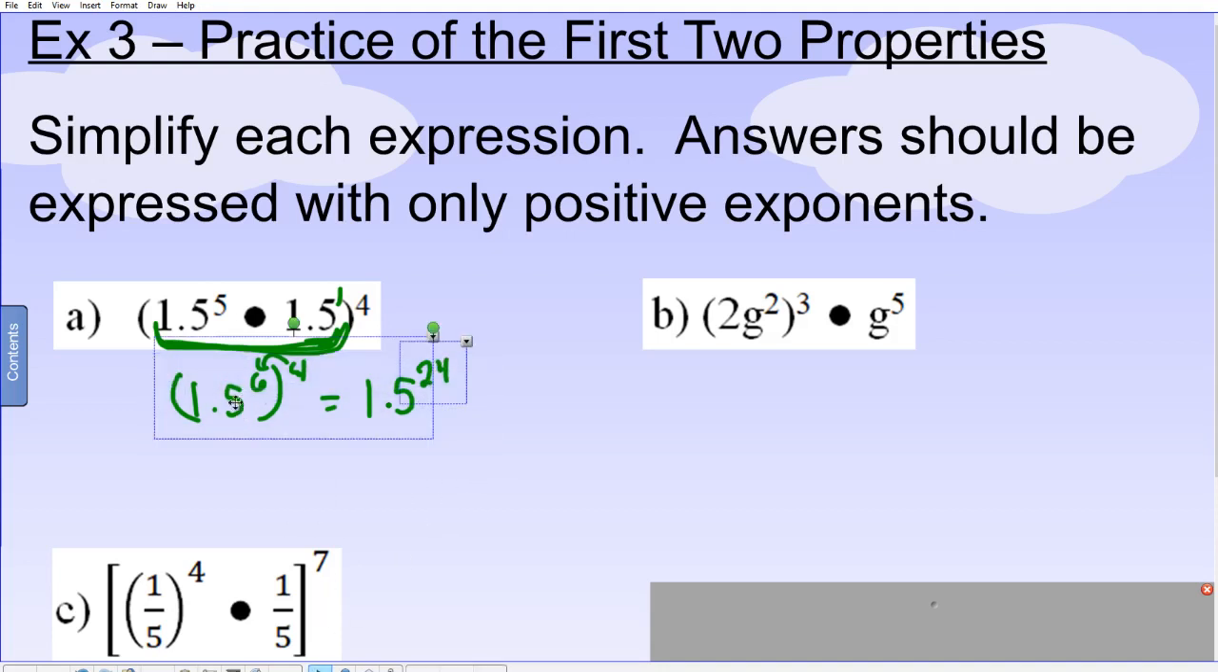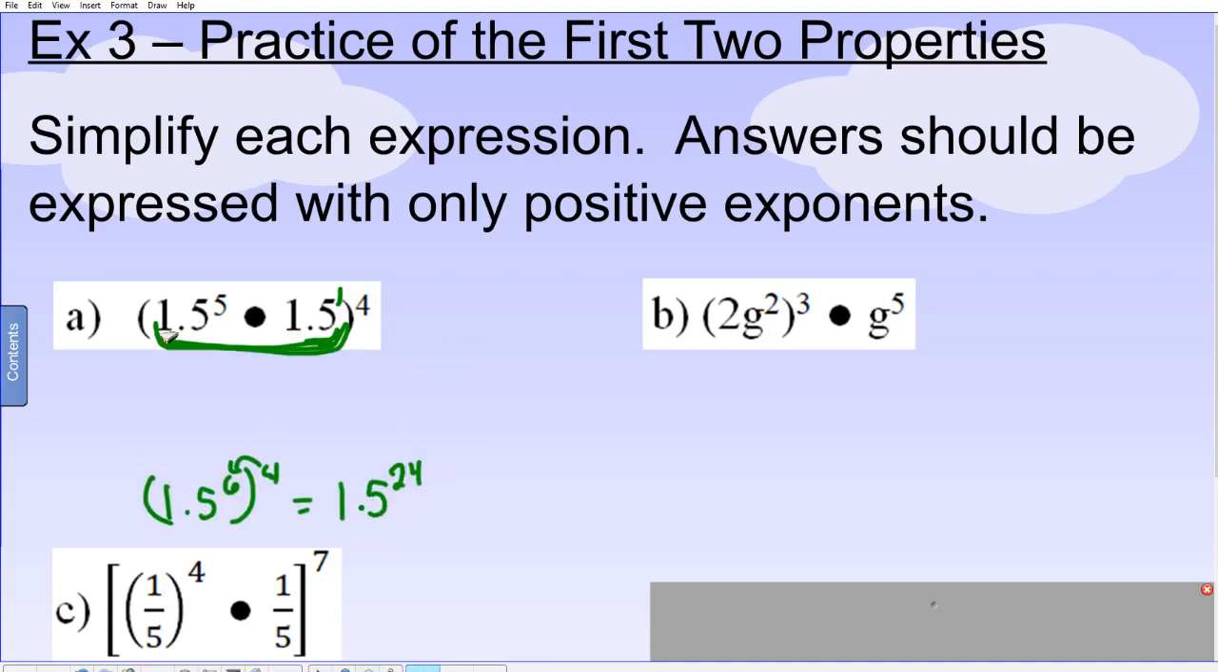The other way you could do this is you can say, you know what? I'm going to take my outside exponent and distribute it to all the inside exponents. So this becomes 1.5 to the 20th. This becomes 1.5 to the 4th. And now my parentheses are gone. That's kind of the whole point of distributing, right? To get rid of the parentheses. Since I still have two powers with the same base that are being multiplied together, I can add the exponents. And 20 plus 4 is 24.